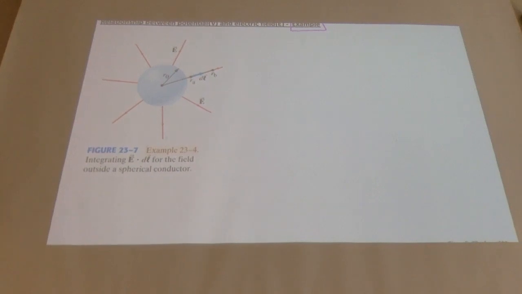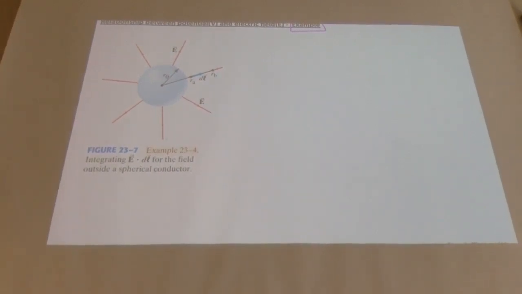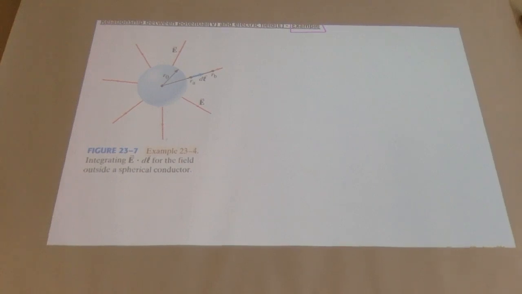So imagine a conductor, we've put some charge on it. All of that charge will be on the outside. We've learned how that works, which means that the electric field will look like this. If I put a positive charge anywhere near it, it's going to be pushed away radially outward.